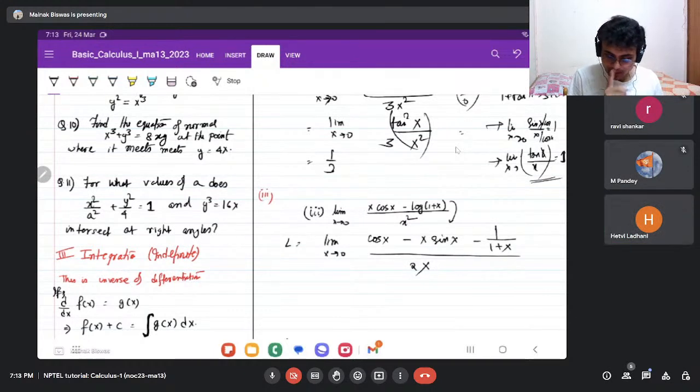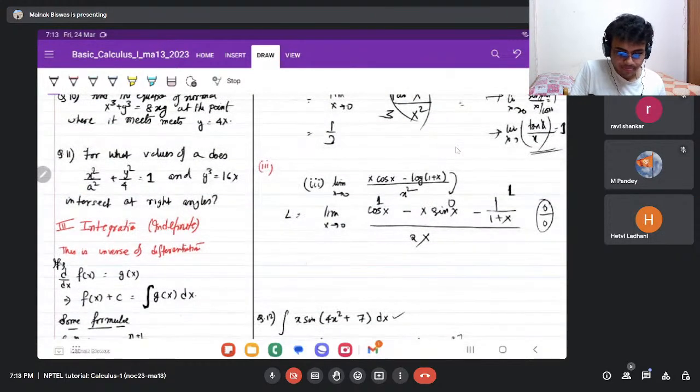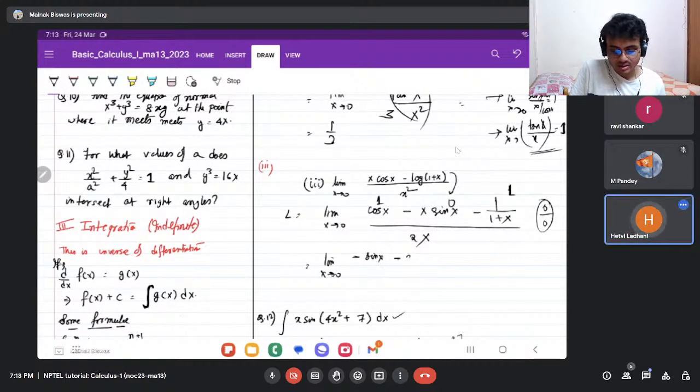So it's a 0 by 0 form again. Yes, we have to differentiate because the numerator is 1, this is also 1, right? And this is 0. Yes. It's again 0 by 0. This is 1, this is 0. So you differentiate again and what do you get? Minus sin x. Minus sin x. Right. Minus x cos x. Right, because we're doing the UV rule here. Yes. Then plus 1 upon 1 plus x whole square.